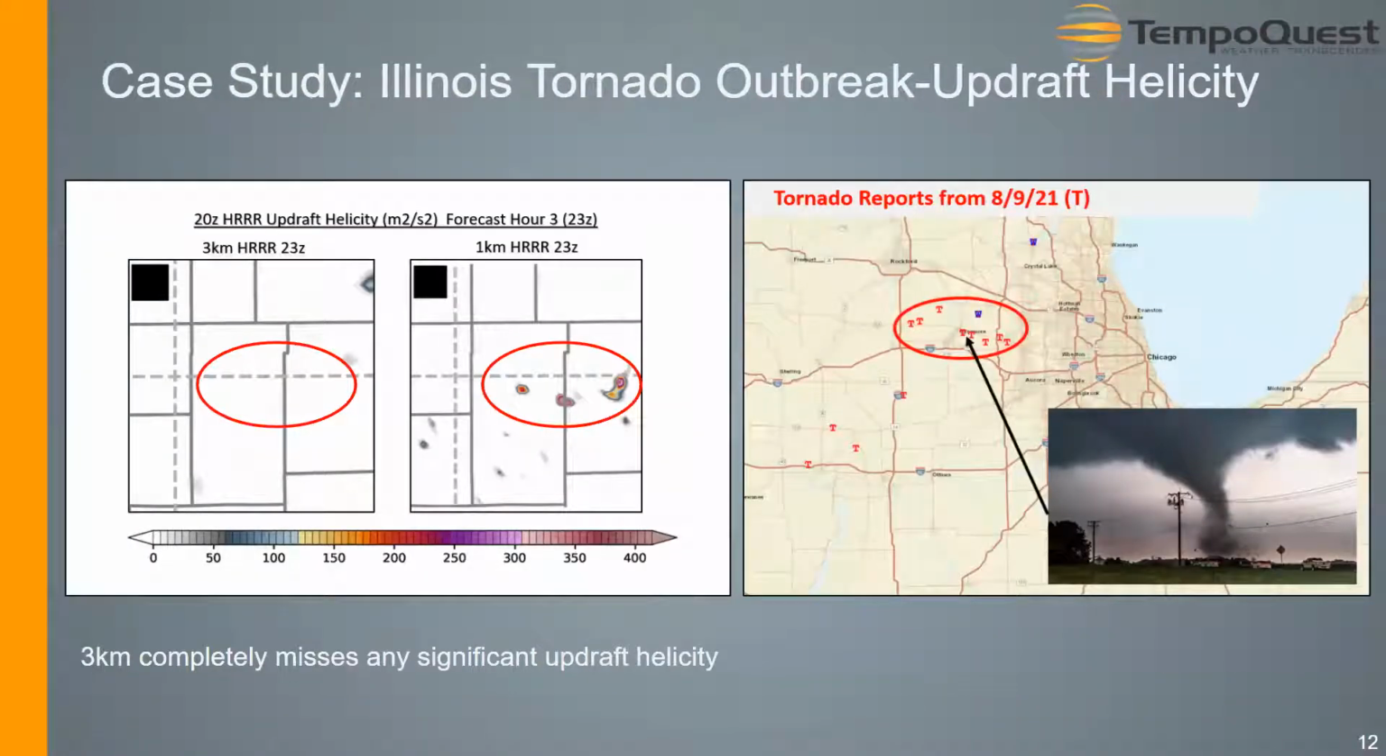A similar pattern was also observed for the updraft helicity, where the 3-kilometer completely missed any significant updraft helicity values that were captured in the 1-kilometer, and also confirmed through reported tornadoes, which is shown in the right figure.